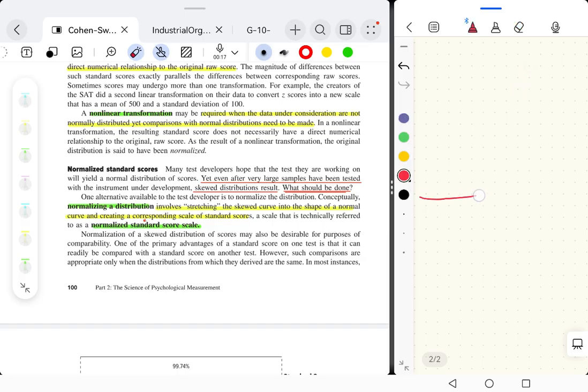So let's say your distribution looks like this. What's this called? Is this positive or negative? Take a look at your feet. This is negative because this looks like your left toe.